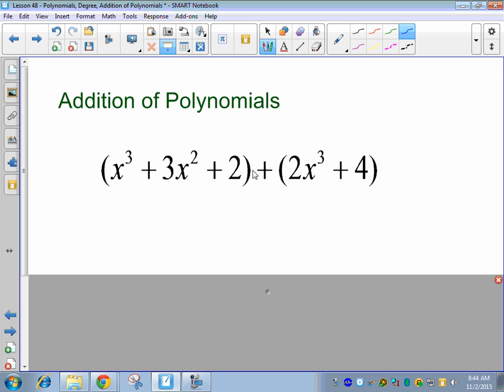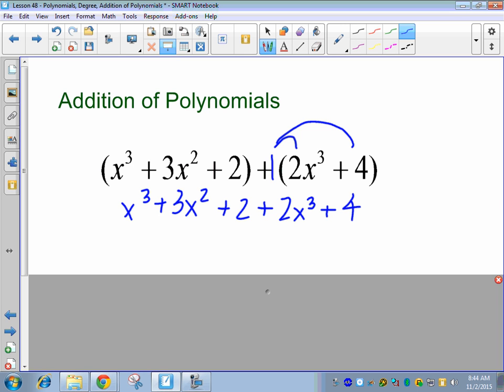So if you guys want to think about it in terms of distributing, which is going to make it a lot easier when we start to subtract, this is really like plus 1 times this stuff on the inside. So since it's plus 1, we don't really have to change anything. We can just rewrite it as x cubed plus 3x squared plus 2. Now if I'm distributing a plus 1, I'm just really rewriting the terms. So plus 2x cubed plus 4. So you guys are going to want to start by just rewriting it without parentheses. Make sure everything is just together, and then we can combine like terms.